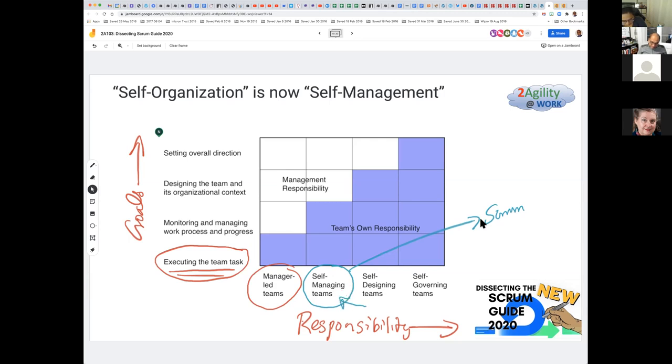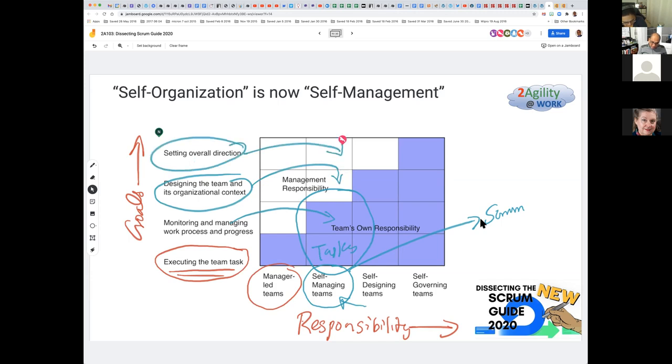So self-managing teams do two things. One, they do the tasks that they're supposed to do, and they also monitor and manage the work and its progression. So it's not the manager who's doing it. The manager's responsibility is designing the team and its organizational context, and setting an overall direction belongs to the managers here from outside the team. So the team is responsible for tasks and monitoring their own progress against the task. So that's what a self-managing team is.